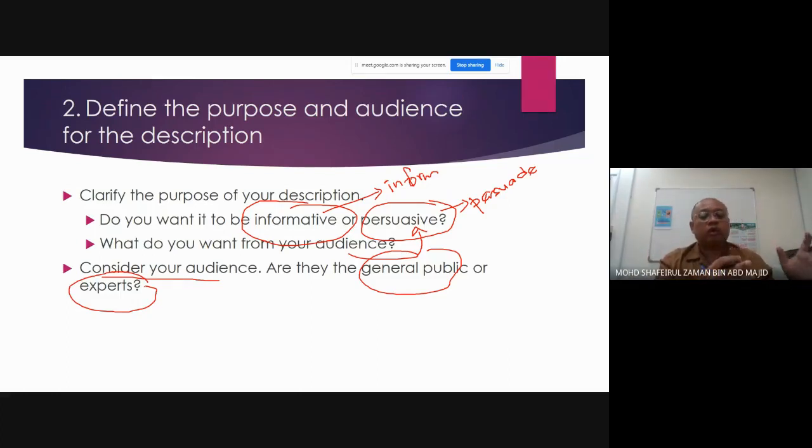So if you're going to use technical jargon, they understand what it is about. But somehow there will also be people attending your description or presentation who are just the general public, meaning that they don't have technical background knowledge about the product. So they are non-technical people.